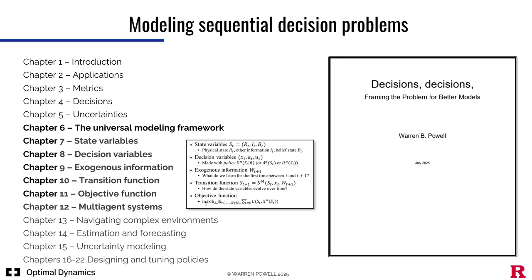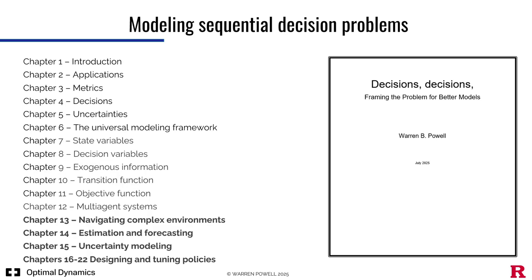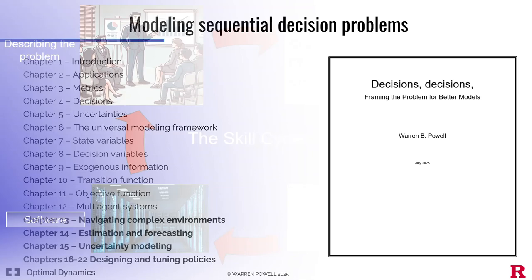Now, chapters 6 through 12 will step through all of the elements using, in a very light way, the universal modeling framework. And then we have some more advanced chapters, including chapter 16, navigating complex environments. And that one's new. We'll have to see how that unfolds.